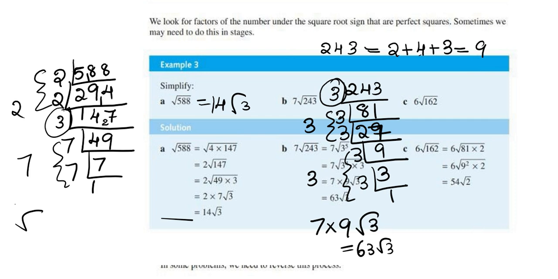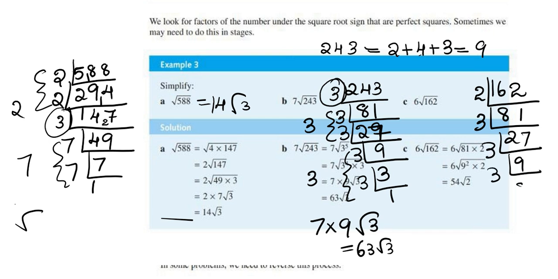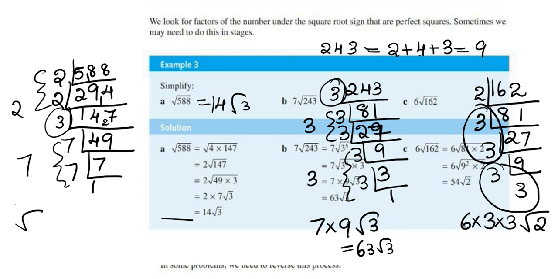Then the next one is 6 root 162. Here also you have to take the prime factorization. Because it is an even number, divide by 2. Again we are getting 81. 81, then 3, 27, again 3, then 9, again 3, 3. So from these you can take 3 outside, and from the next two 3s, you can take one 3 outside. Then the remaining 2 is not in a pair, so it stays in the root. Then multiply the numbers: 6 into 9 is 54. So the answer is 54 root 2.